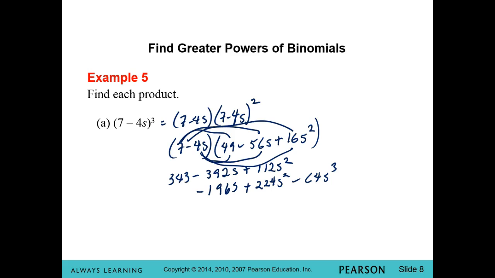But we're not through yet. What do we have to do? And I wrote it like this for a purpose. Combine like terms. The only one that's just a pure number is 343 or whatever it is. Next.